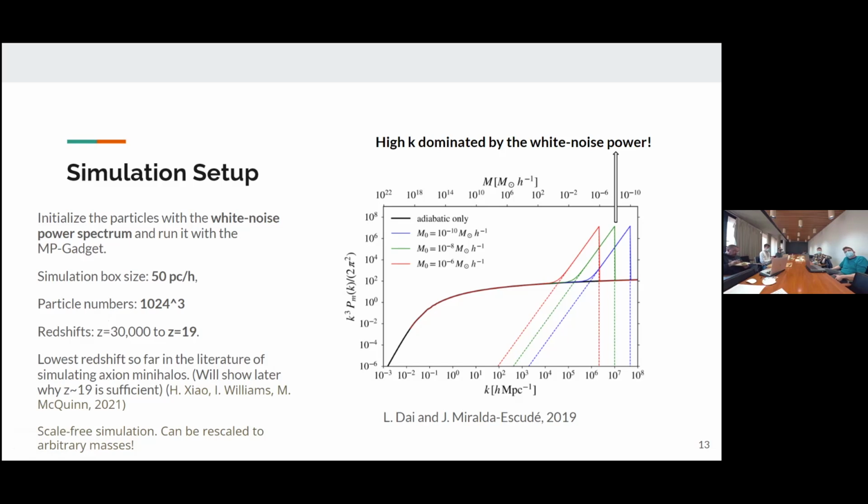And also, just to remark, this is a scale-free simulation because we only run the simulation for this white noise power. It's scale invariant. This could be rescaled to arbitrary masses. So even though we are particularly interested in axion, if you're interested in other mass ranges, you can still use our results. Sorry, but for scale-invariant simulations, don't you also need to be in the matter era? Yeah, that's true. Okay, good. Yes, you need to be in the matter-dominated era, but because this is an isocurvature fluctuation, the evolution in the radiation era is more like trivial.